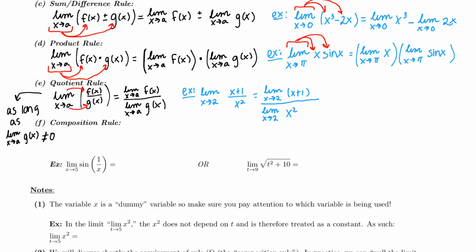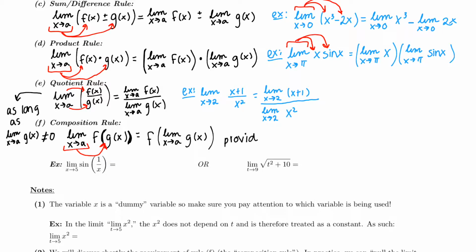The weird one is this composition rule. The composition rule says that if you have a composition of functions, for instance f composed with g of x, so g of x is on the inside of f, you can go ahead and take this limit and move it to the inside, so that you would have f of the limit as x approaches a of g of x, provided that f is continuous at the limit as x approaches a of g of x.